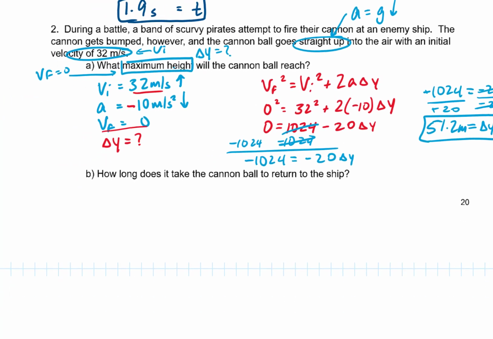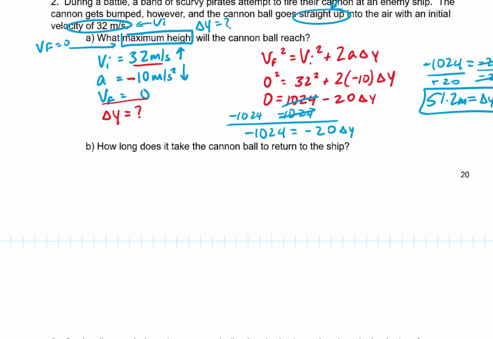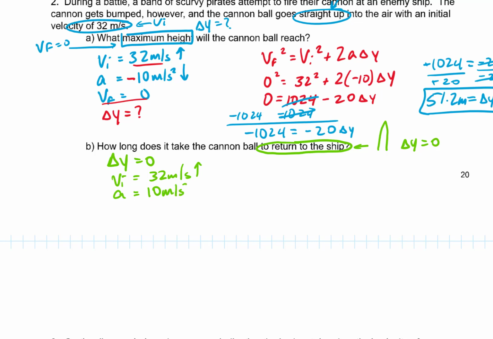All right, how long does it take the cannonball to return to the ship? This is important. If we're returning to the ship, we're going up and we're coming back down. So our delta y is going to be 0. That's another piece of information. Delta y is 0. The initial velocity is still 32 meters per second up. The acceleration is still 10 meters per second squared down. That's going to be negative. And I want the time that it takes to return to the ship.